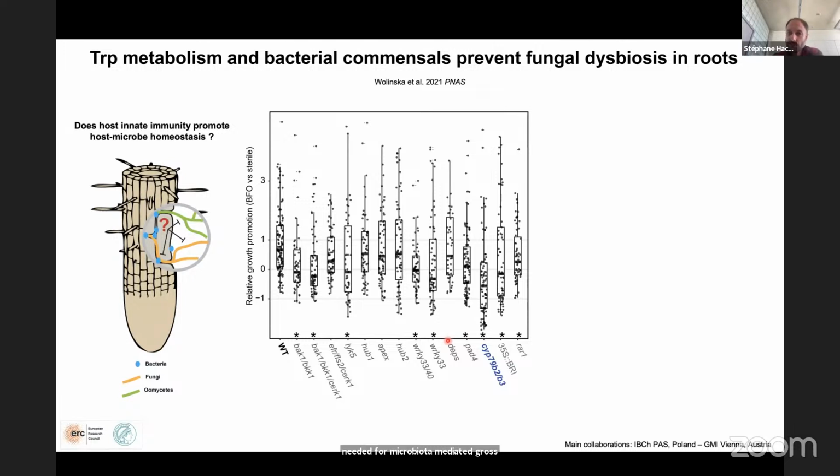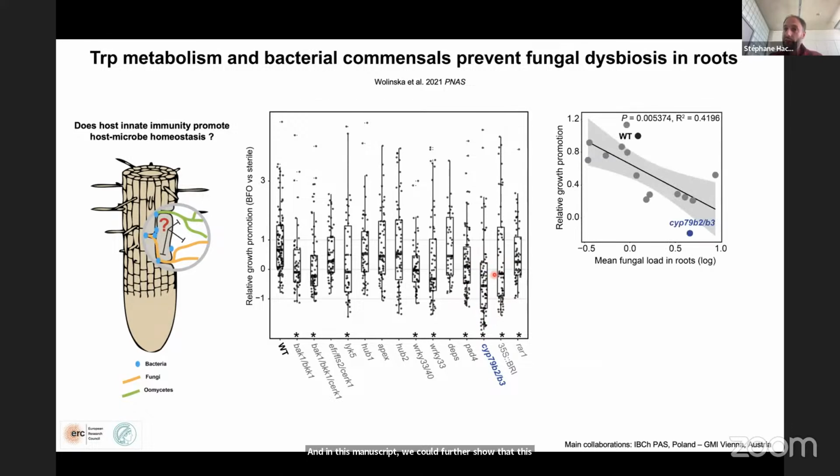And I want to highlight your attention here to this cyp79b2 b3 mutant, which is an Arabidopsis mutant impaired in tryptophan-derived specialized metabolites. And you can see that by mutating these two genes in Arabidopsis, this beneficial microbial community becomes detrimental. And in this manuscript, we could further show that this dysbiotic phenotype that we observed here in this mutant is explained again by the fungal load in the roots of these plants. And this is shown here where you have a very nice correlation between the fungal load in plant roots and the effect on plant performance across these different mutants.